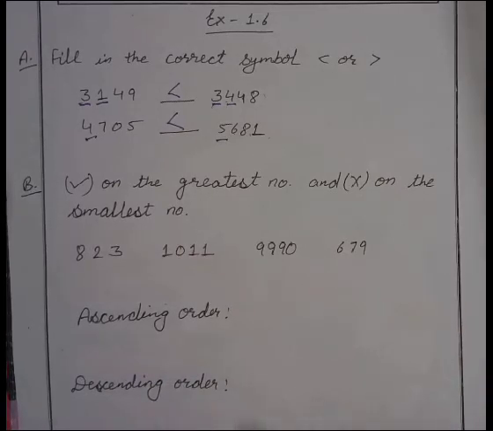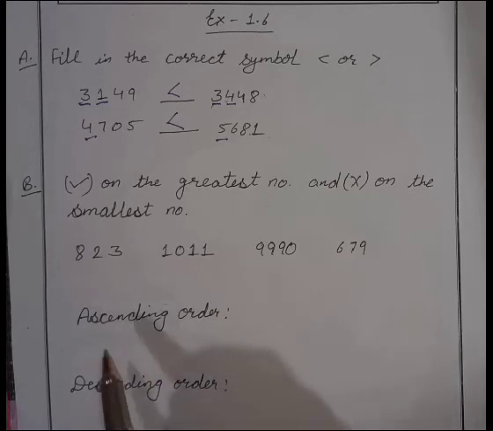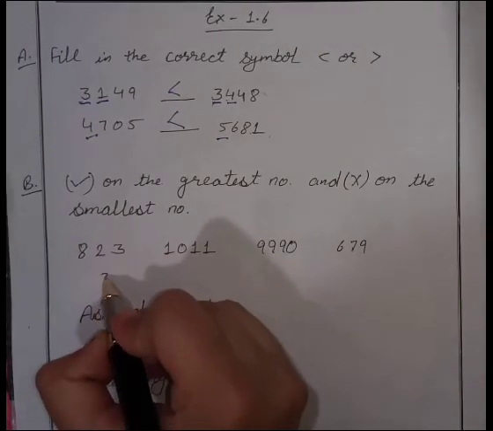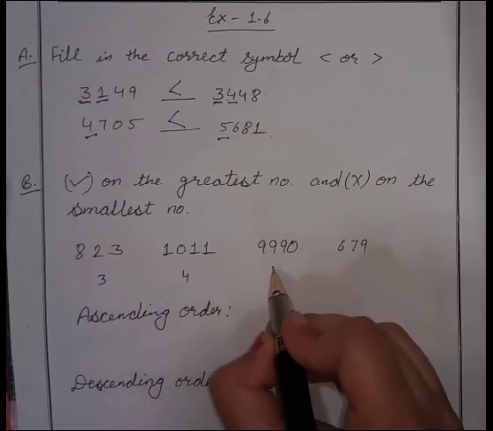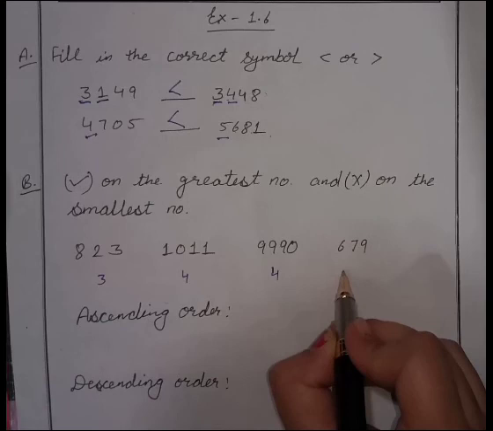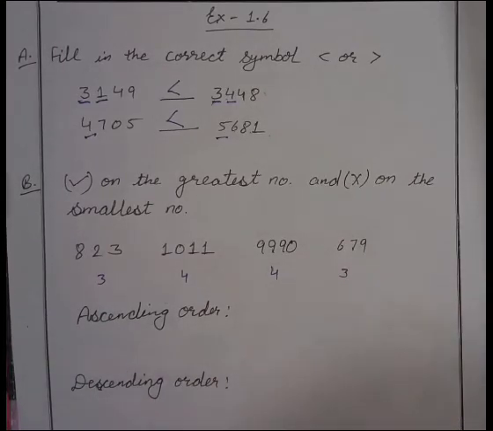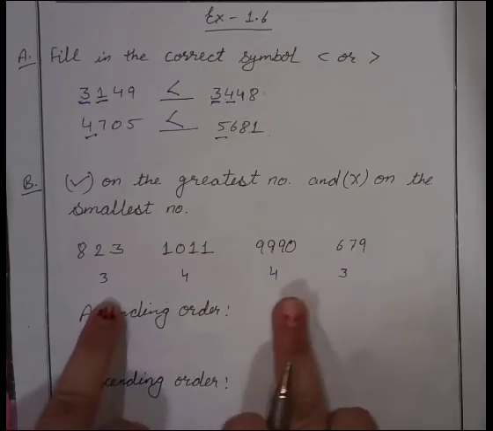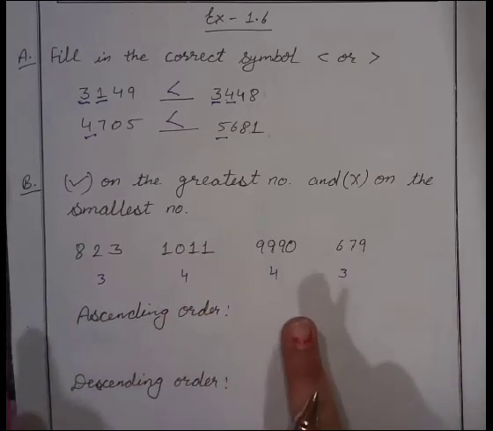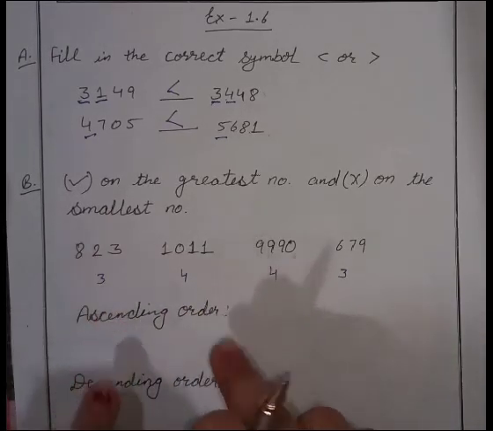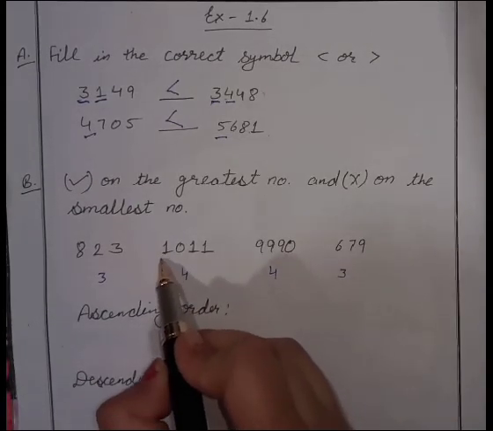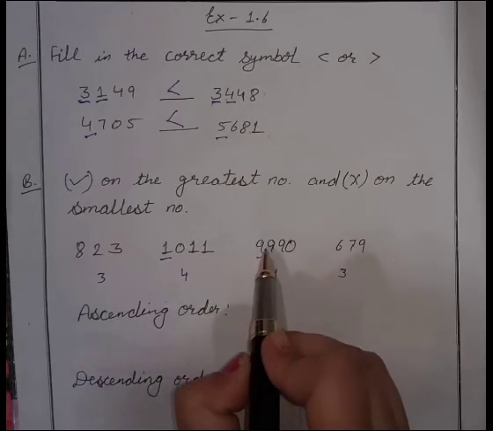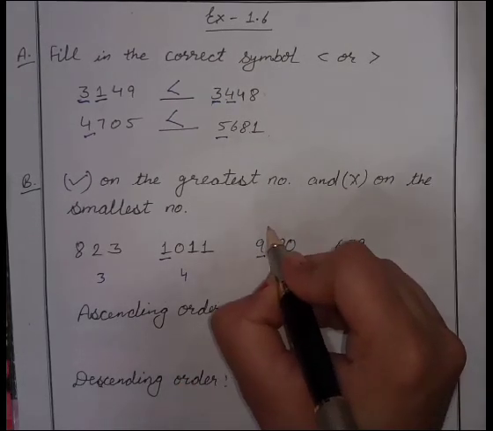How we will check? First of all, we have to count the number of digits. 1 2 3, 3 digits हैं इसमें. 1 2 3 4, इसमें 4 हैं. 1 2 3 4, 4 हैं इसमें. 1 2 3, इसमें 3 हैं. तो smallest ये 3 वाले हैं और greatest में ये 4 वाले हैं. Now first of all we will check out of the greatest, 4 digits वाले. Check the first digit. ये 1 है, ये 9 है. It means this one is greatest, so we will write tick.